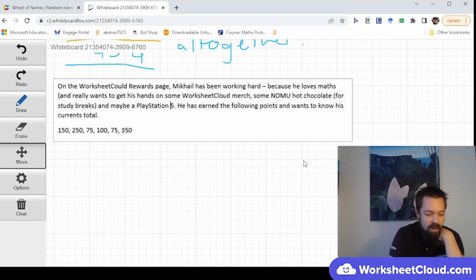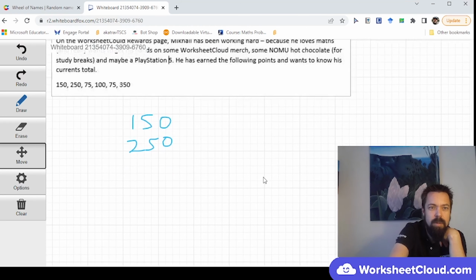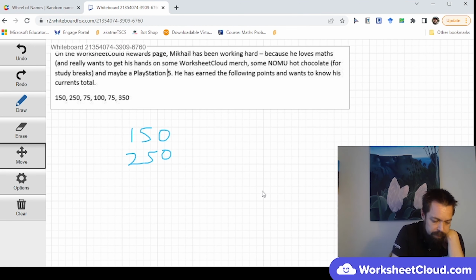I'm just going to use the column method. There are plenty of other ones that you can use with this that would work quite nicely, but let's go with columns. 250. Oh, move this up a bit. 250, 75, 100, 75, and 350 plus.